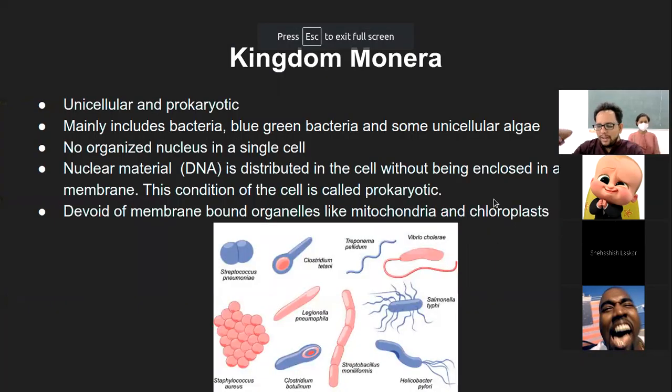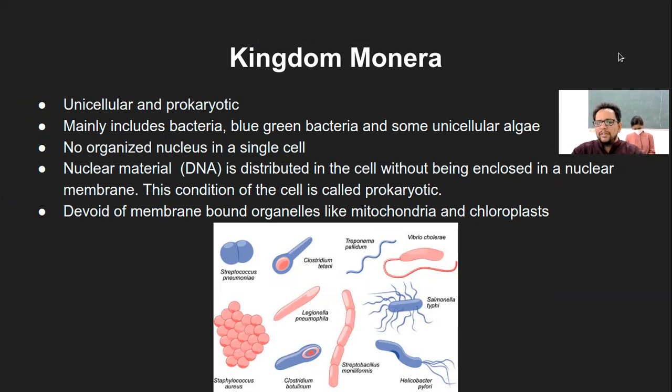Okay, so now we know already there are 5 kingdoms. The first kingdom we'll be starting today is kingdom Monera. The most important thing you need to remember here is that, like I had said earlier, the progression of the classification has been decided in such a way that from lowest complexity to the highest complexity of the organism, they are segregated into different categories. So the first one that naturally comes is unicellular and prokaryotic.